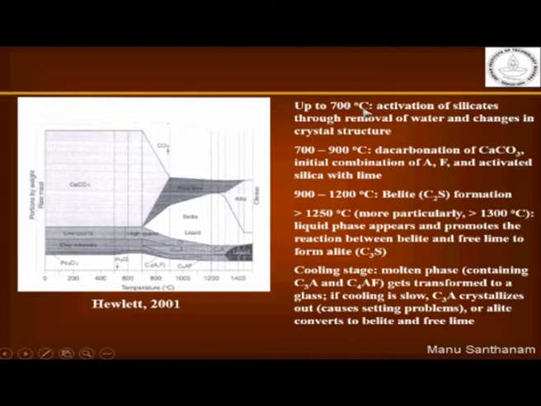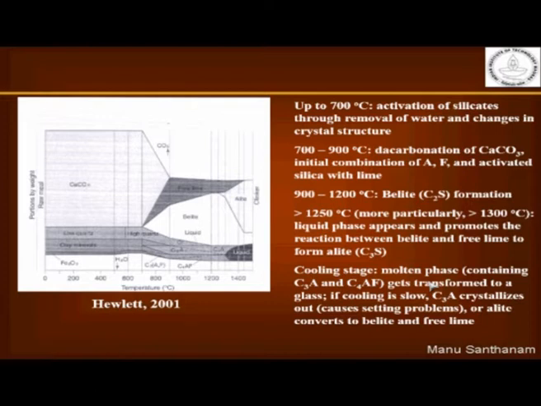Up to 700 degrees Celsius you have the activation of silicates. So, basically silica and alumina become available in the system for reaction. 700 to 900 degrees Celsius, decarbonation of calcium carbonate, that means removal of carbon dioxide and freeing up of calcium oxide. Then you start combining calcium oxide with the silica, alumina and iron. 900 to 1200, the formation of C2S takes place. Greater than 1250 and close to 1300 degrees Celsius, you have the molten phase appearance, which promotes the formation of C3S from C2S, and then in the cooling stage you finally get your actual cement.